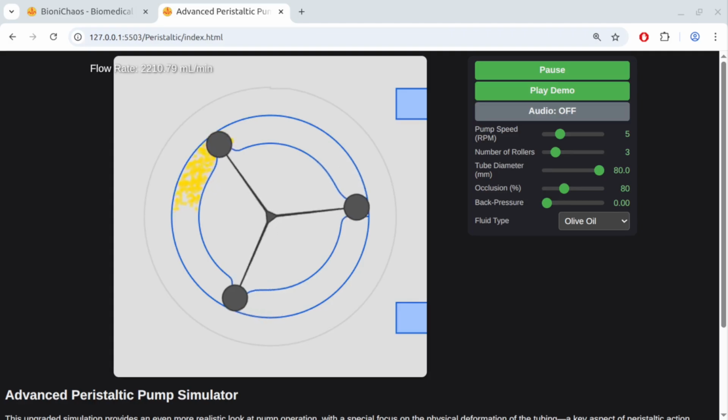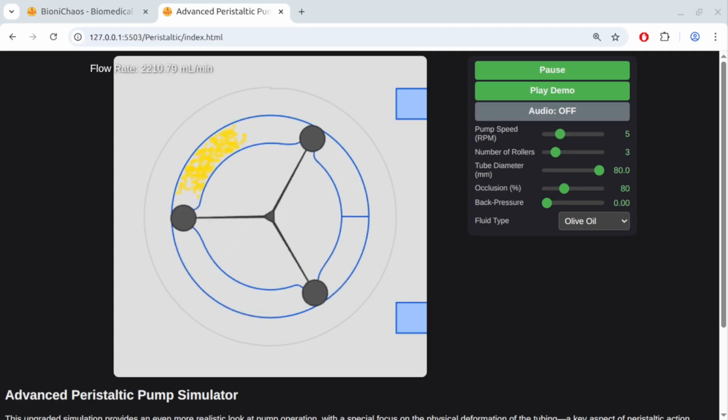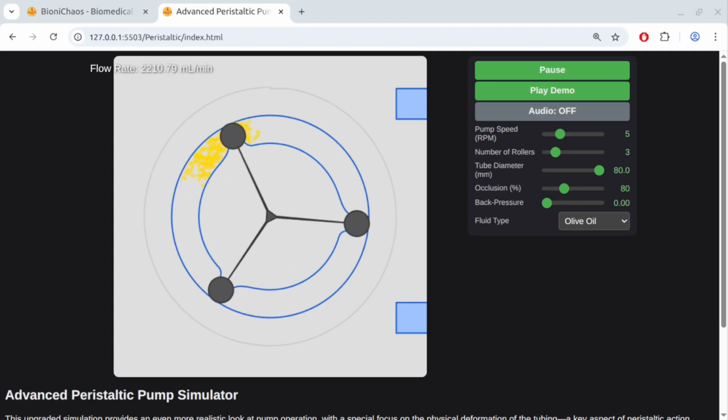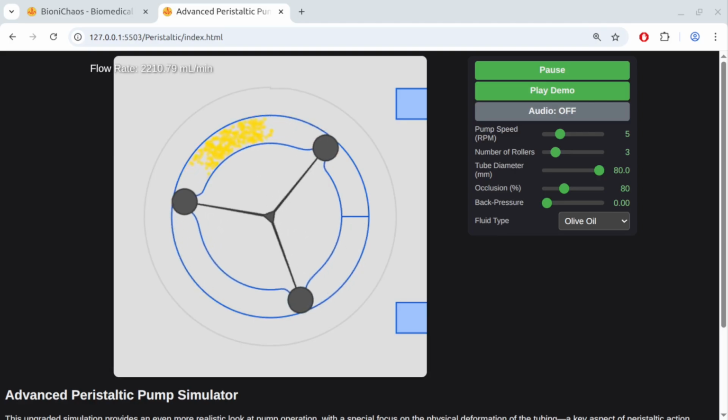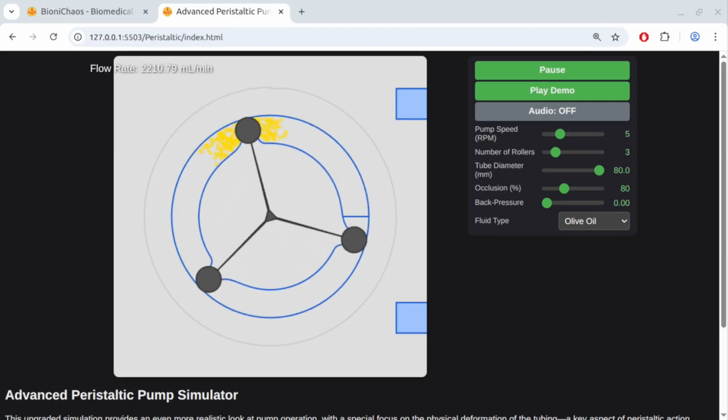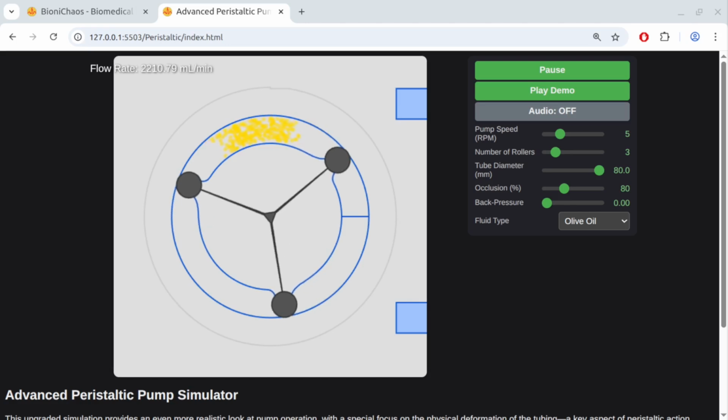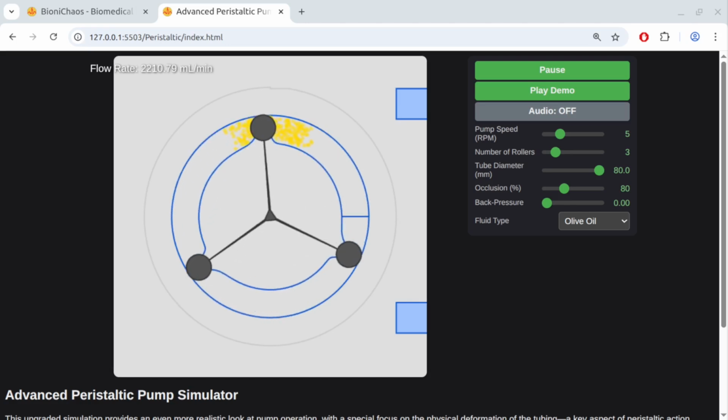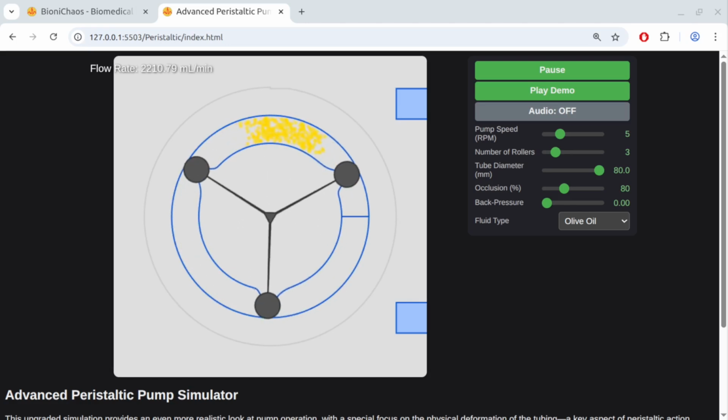Based on the image, the Advanced Peristaltic Pump Simulator is currently showing a flow rate of 221.79 milliliters per minute. The pump speed is set to 5 revolutions per minute with 3 rollers, a tube diameter of 80 millimeters, and an occlusion of 80%.